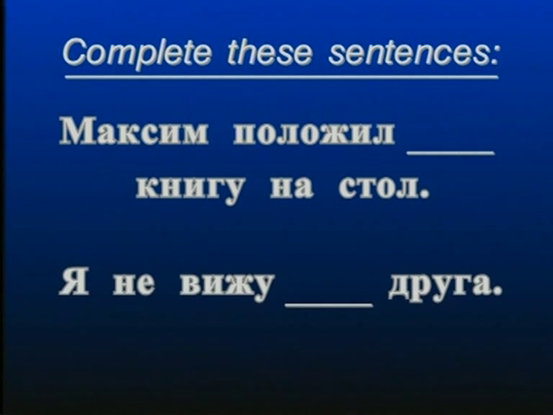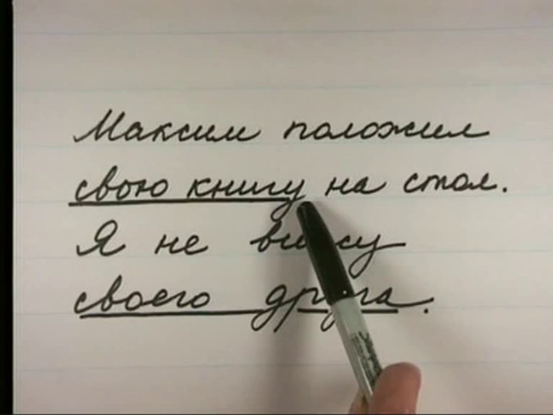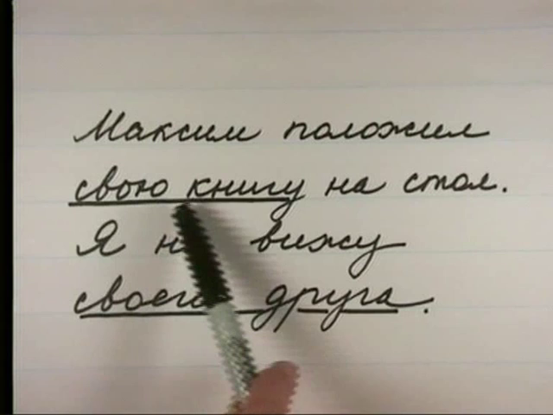Ну, хорошо, хорошо. Давайте посмотрим, как вы сделали это упражнение. Итак, Максим положил свою книгу на стол. Книгу is a feminine noun in the accusative case. We change the ending to -у, and we have to change the ending on the modifier. Свою. We are making this modifier agree with the noun in number, gender, and case. Свою книгу.